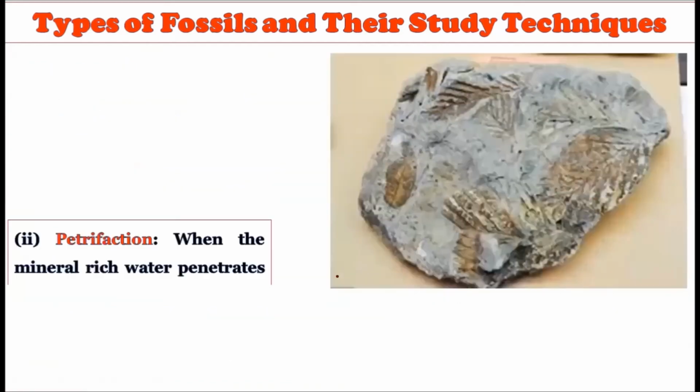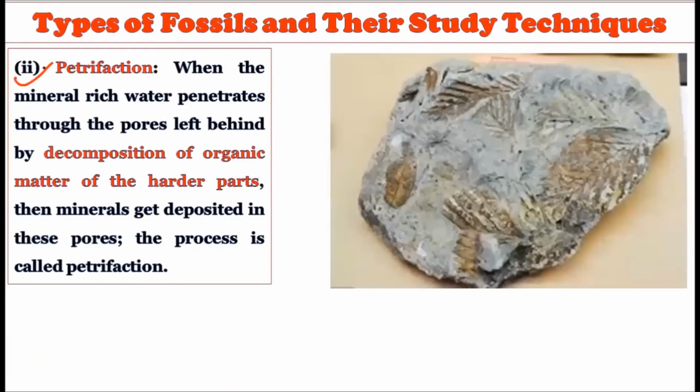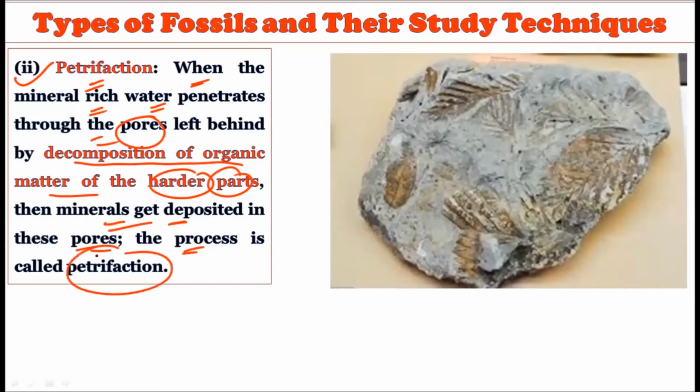Okay. Now consider this. See the petrification. The second process in which the fossil gets altered is called petrification. Now see, when mineral-rich water penetrates through the pores left behind by the decomposition of the organic matter of the harder parts, the minerals get deposited in the pores, and the process is called petrification. Right? We have already discussed it. Now what happens whenever there is a death of plants or animals, the decomposition starts to decompose this particular dead animal or plant. Now due to the decomposition, the structure gets porous.